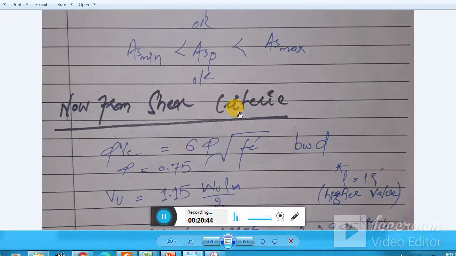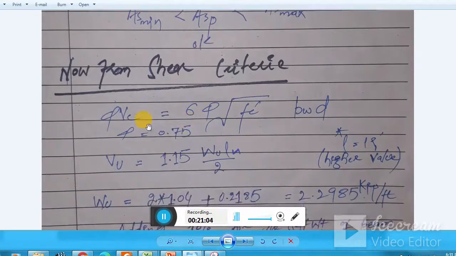We fix the beam depth from shear criteria as well. And to fix the beam from shear criteria, ACI provides us this phi Vc, the strength of concrete, 6 phi square root of fc prime bw d. From here we can find out d. We have bw, we have phi value 0.7, fc prime, and phi Vc is basically equated with Vu, and Vu is equal to 1.15 Wu ln divided by 2, and I explained 1.15, this is a coefficient.